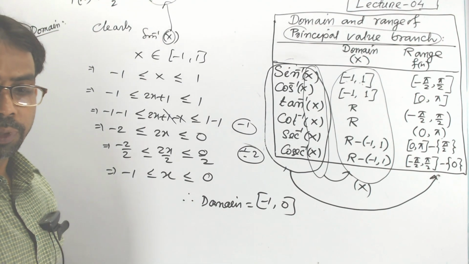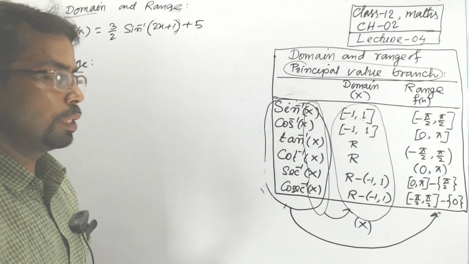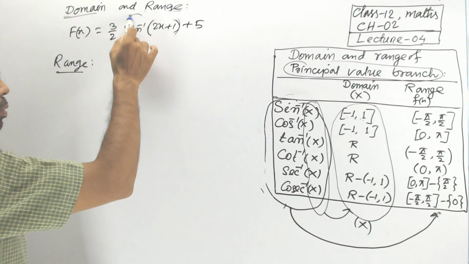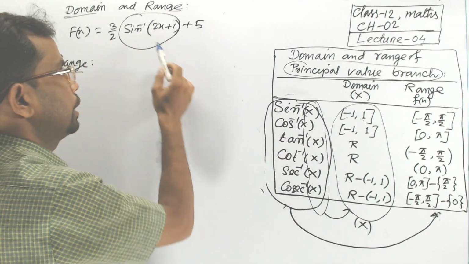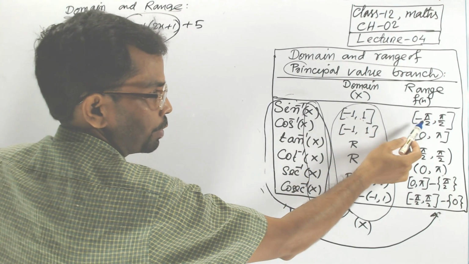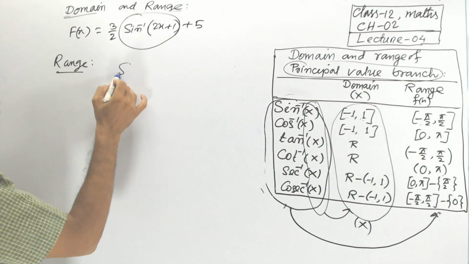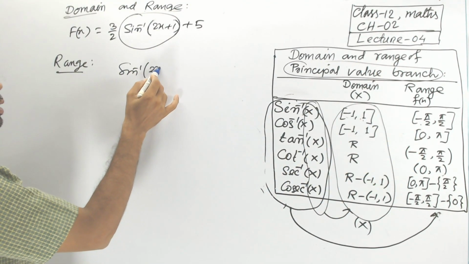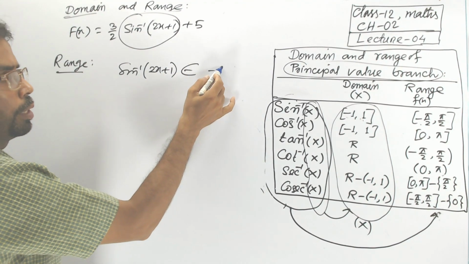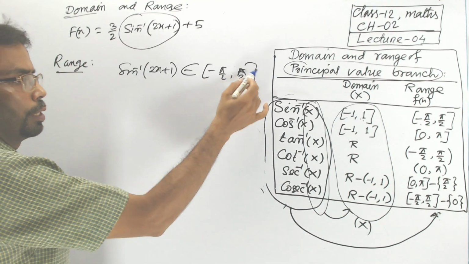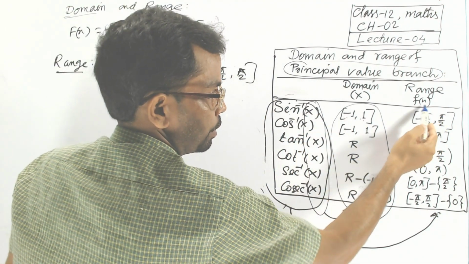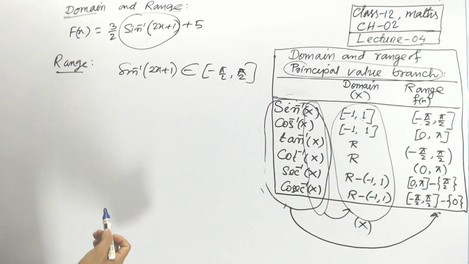Now finding the range. Finding the range, this sine inverse of anything, range is -pi by 2 to +pi by 2. So I'll write sine inverse of anything belonging where? -pi by 2 to +pi by 2. This is the range of sine inverse. Sine inverse of anything, range is this principal value range.